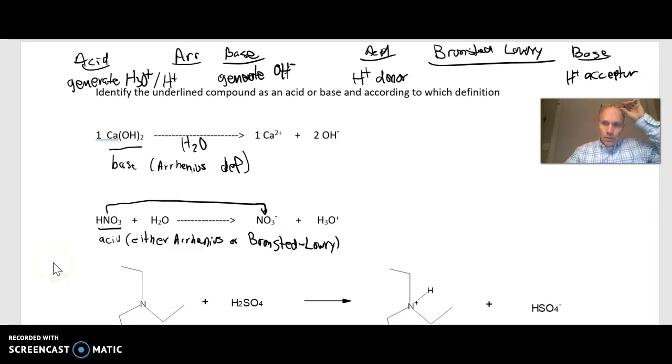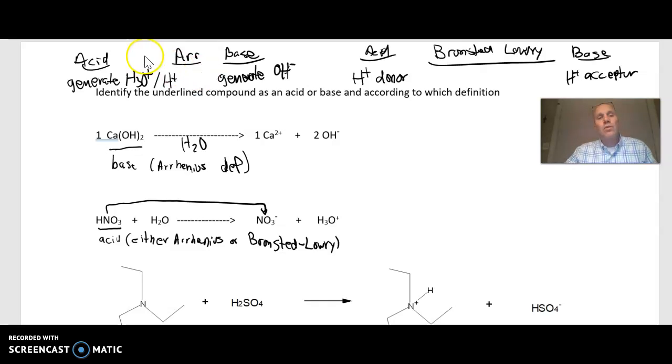Hey, so in this video, I wanted to go over the solutions to the identifying acids or bases worksheet. All right, so just a quick review. There's two definitions that you can use to identify acids or bases. Something is either an acid or a base in a particular role. The question is, what information is it that you're using to make that identification?